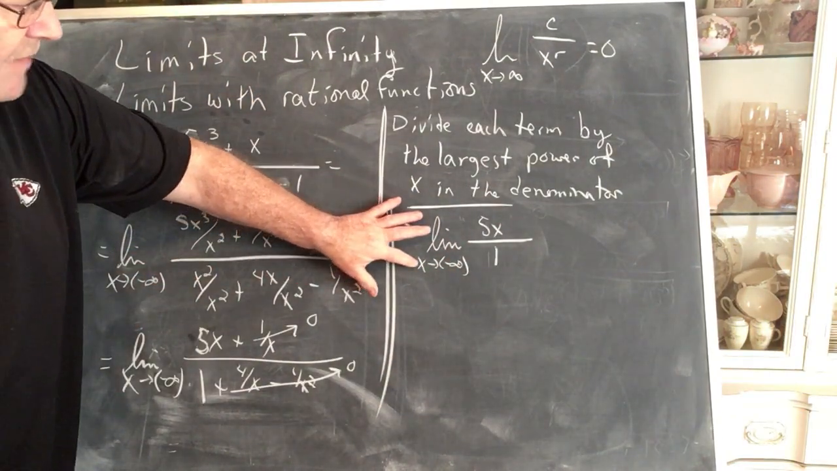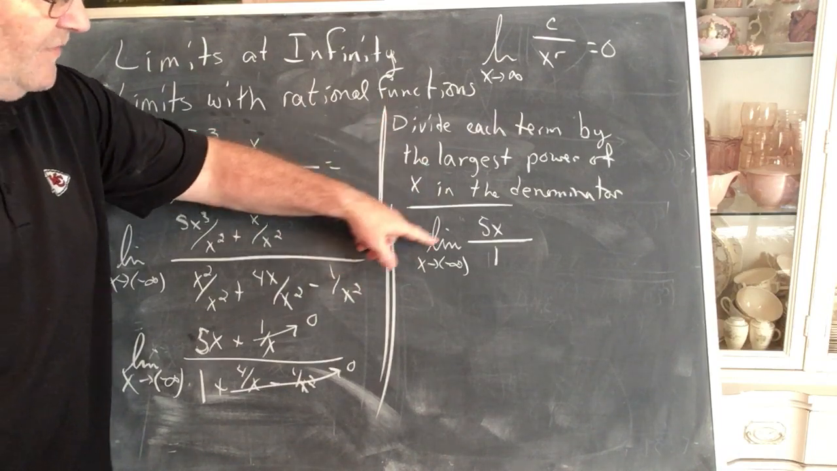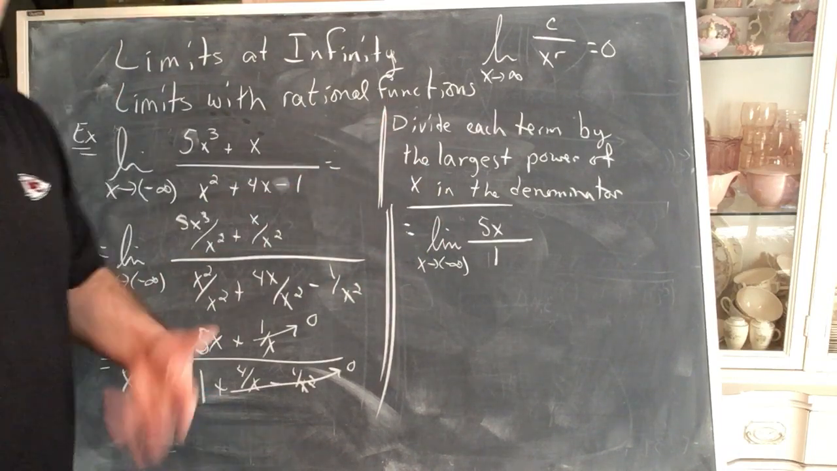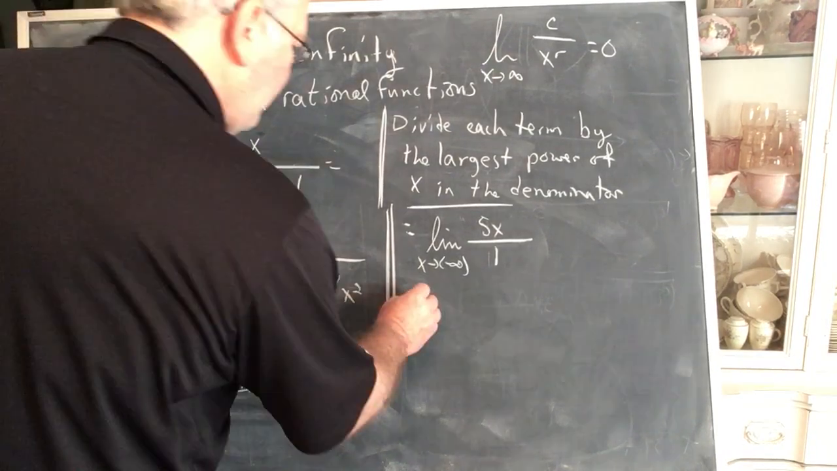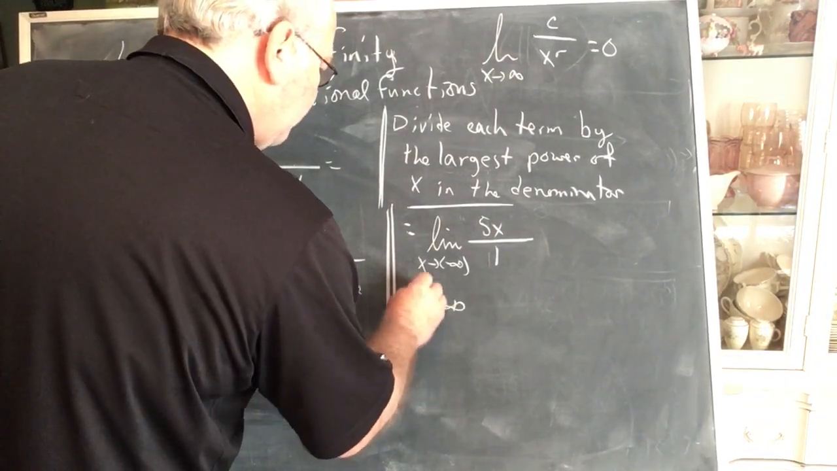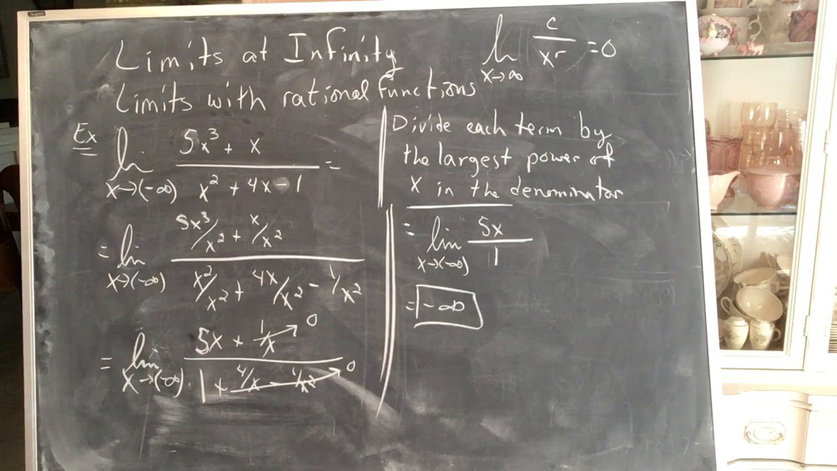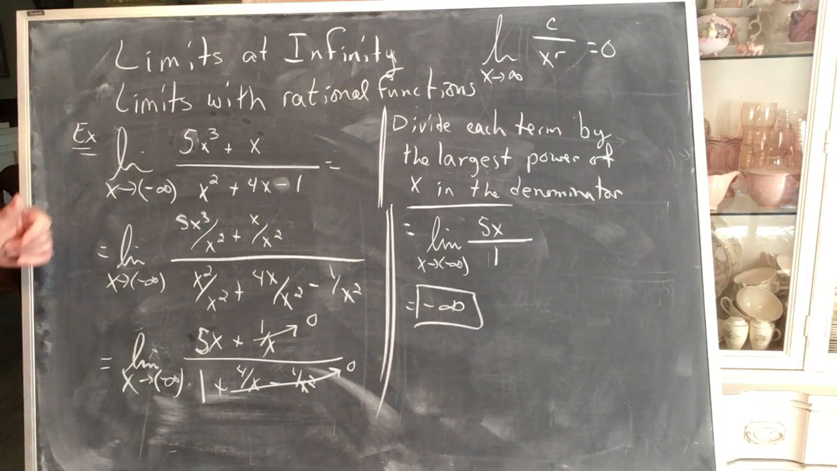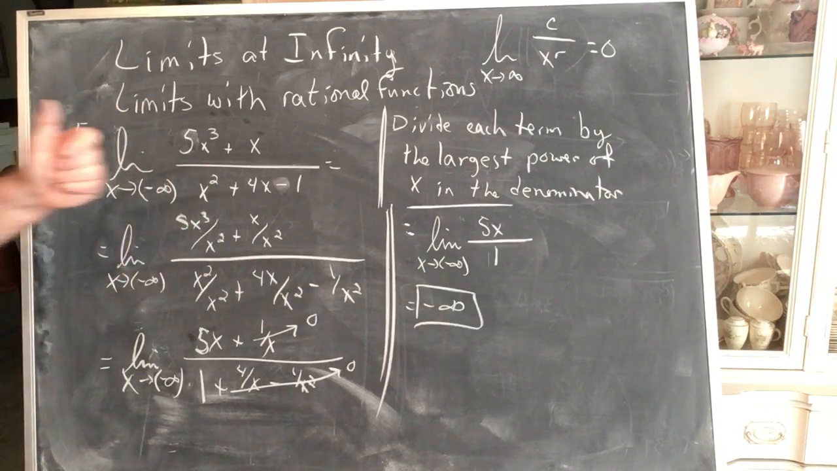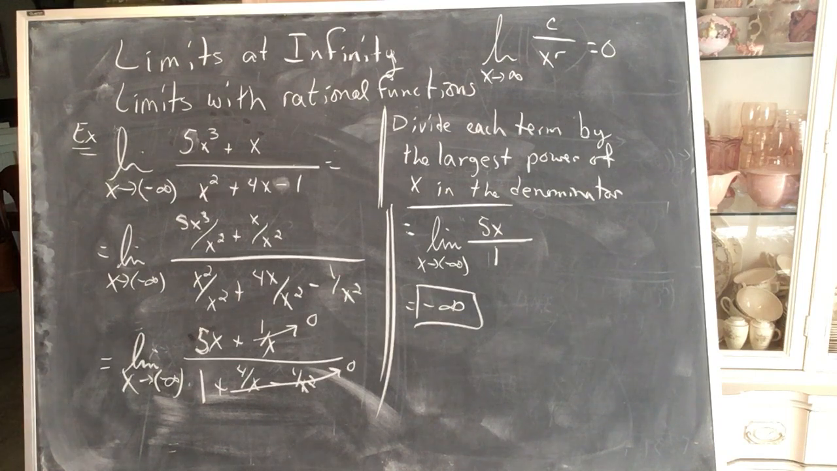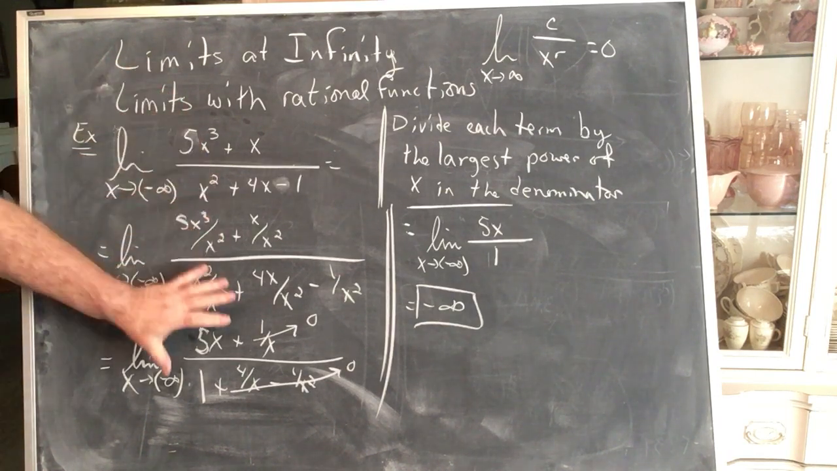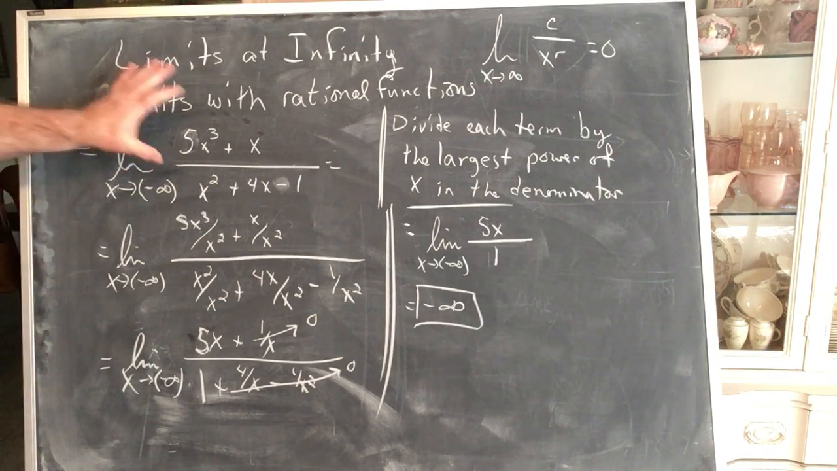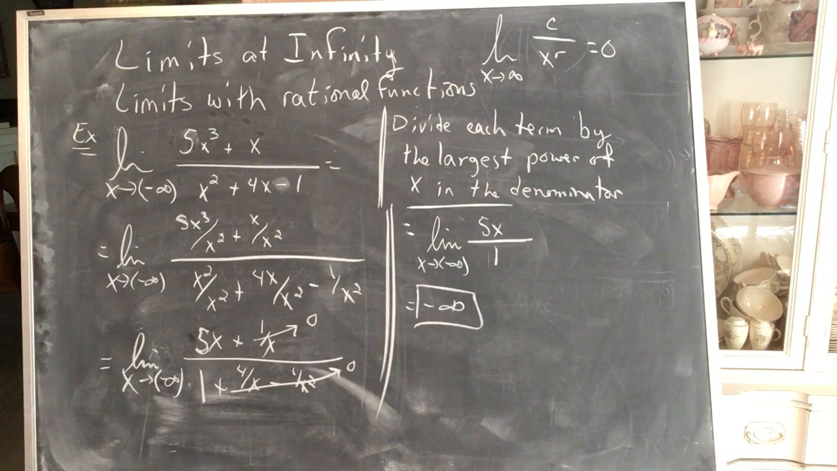Well, as x goes to negative infinity, this is now substitute and simplify. 5 times negative infinity, knowing our infinity arithmetic, that's negative infinity. And so, it is possible that the limit of these types of functions could turn out to be positive infinity, it could turn out to be negative infinity, it could turn out to be 0, it could turn out to be any finite number. This technique is the procedure for determining that limit value.